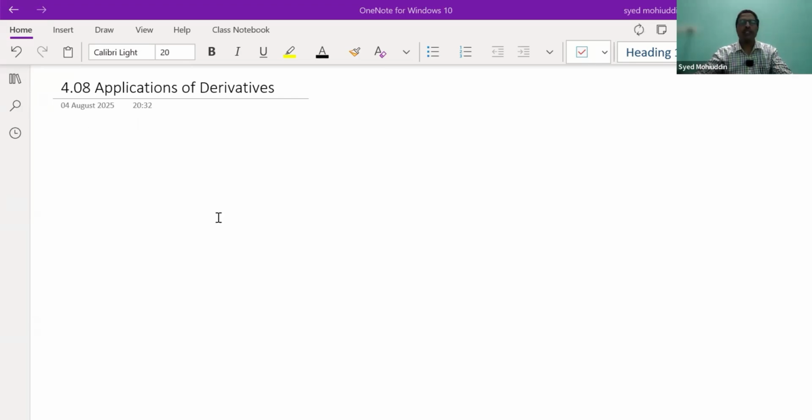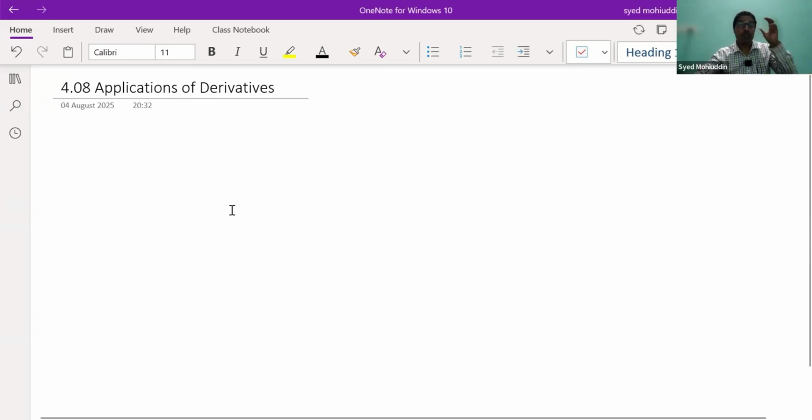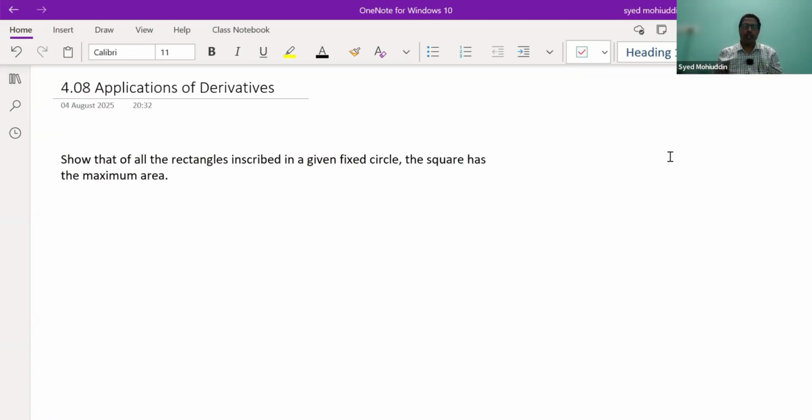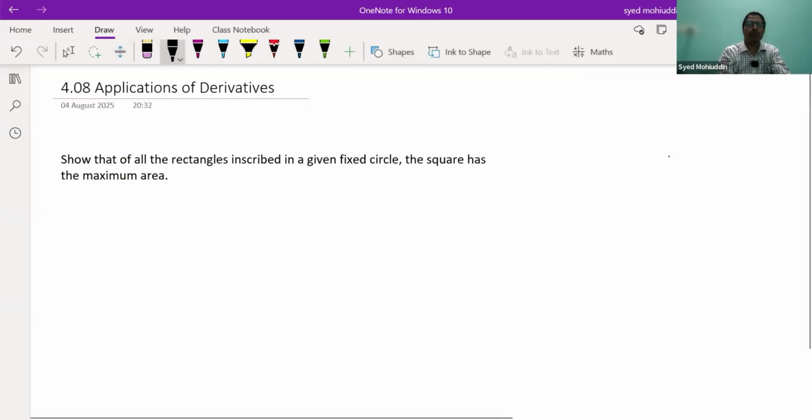Okay, in the previous class, we were discussing some statement problems on applications of derivatives. So we'll continue with a few more examples. The next question is this: show that of all the rectangles inscribed in a given fixed circle, the square has the maximum area. That's the question being asked over here.